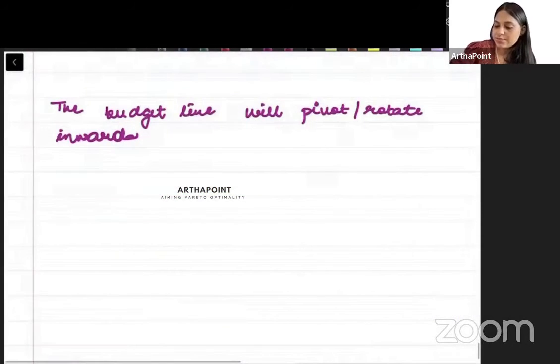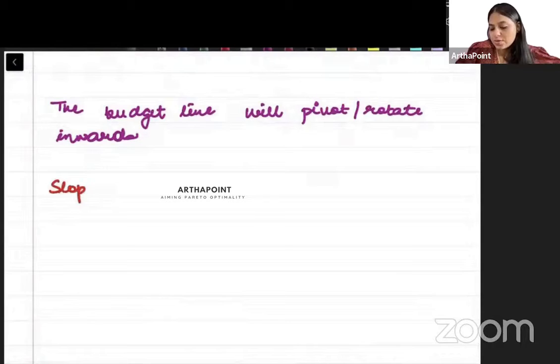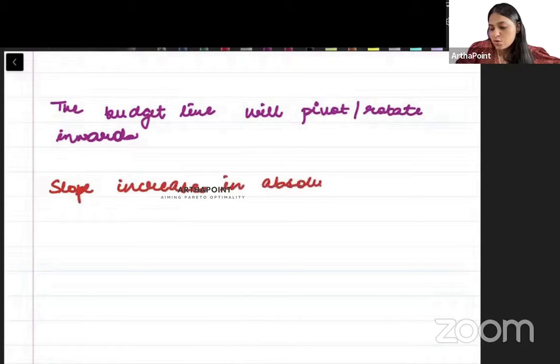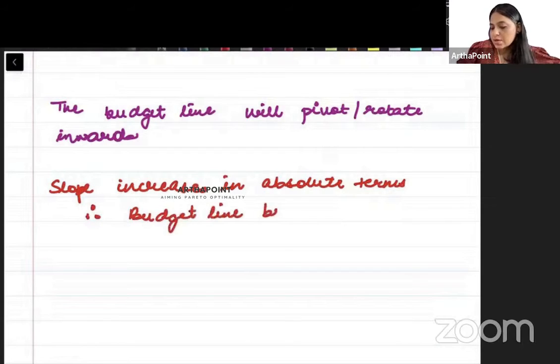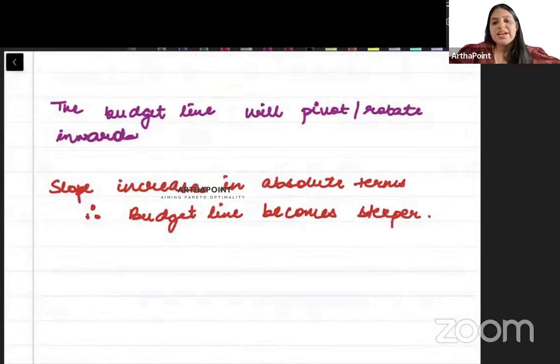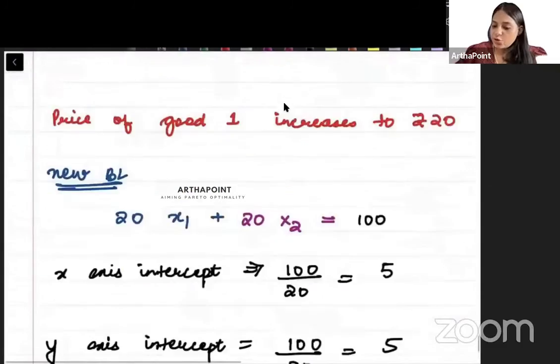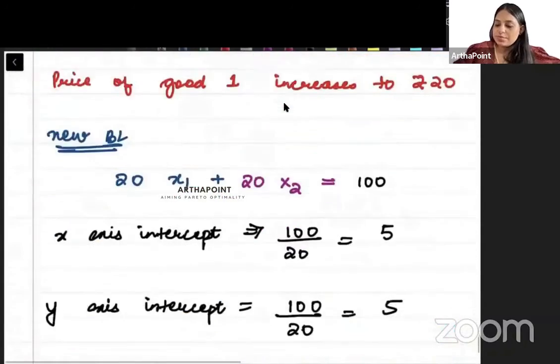So please write down: slope increases in absolute terms. Therefore, budget line becomes steeper. Right? What has the budget line become, children? Steep. Okay. Now what I will go ahead and do is take case 2.